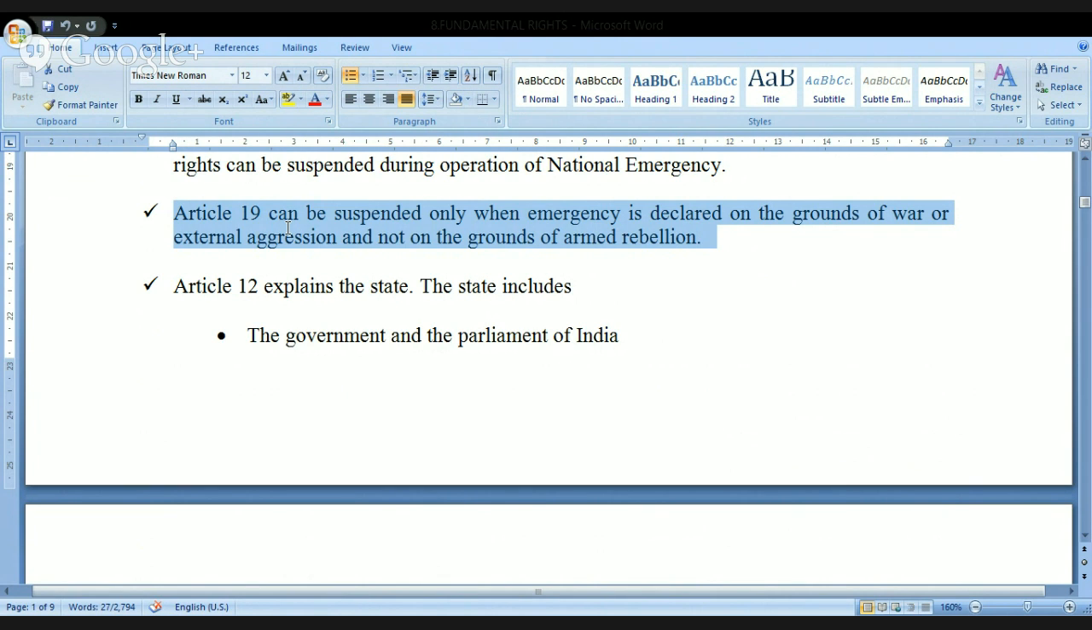But remember one thing, whenever the national emergency is declared, the first article which is going to be suspended is Article 19. Article 19, just like any other article under the fundamental rights, is considered to be very, very important. This article talks about the freedom of speech and expression. We'll try to understand it now.